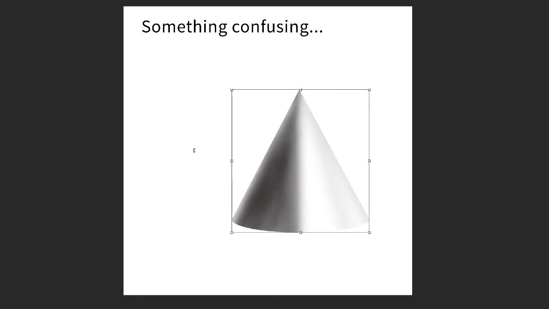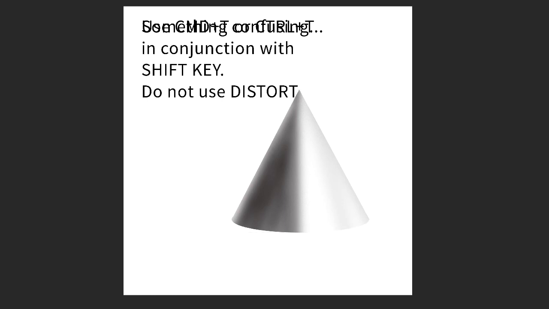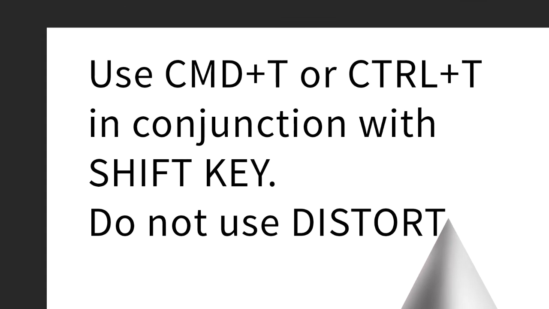Now in the video that follows, I was having a heck of a time with that command, and I don't know what the heck went wrong with the update. However, I tried to do a workaround by showing a distort command and stuff like that. So this sounds confusing and it sounds a little weird, I know. Moral of the story is use Command T or Control T in conjunction with the Shift key. Do not use distort as I used in the next video.